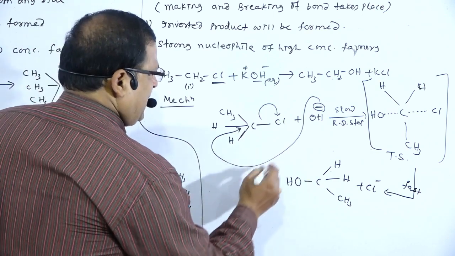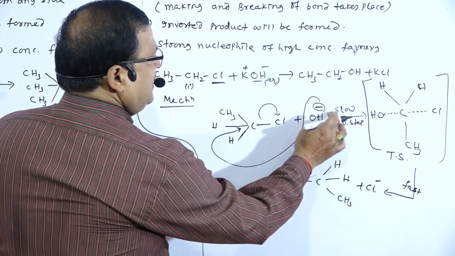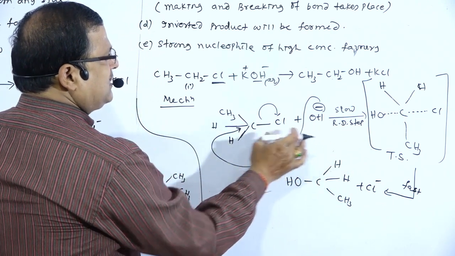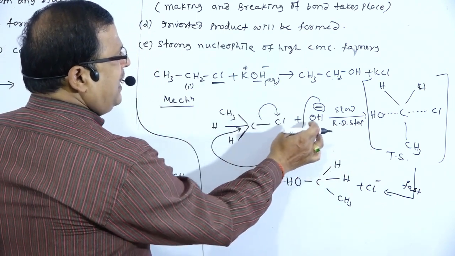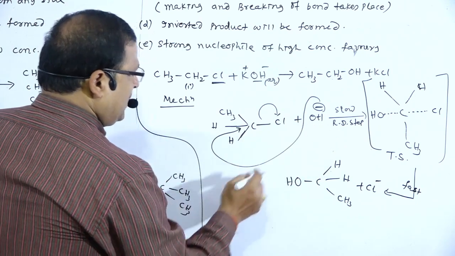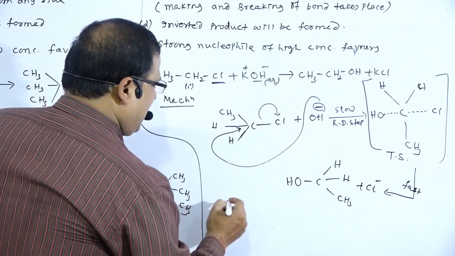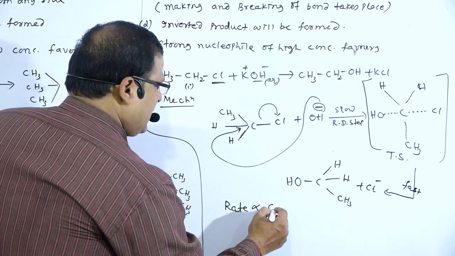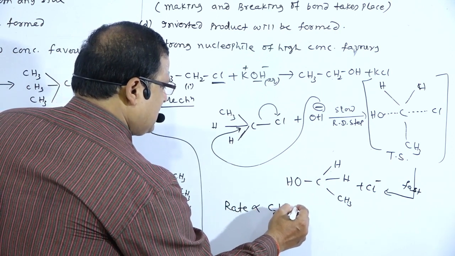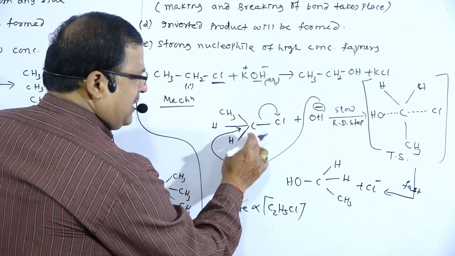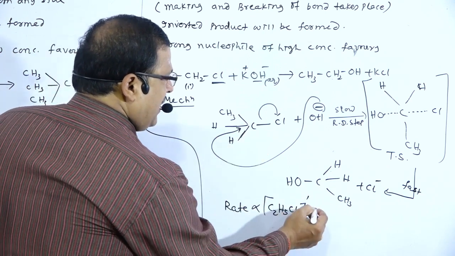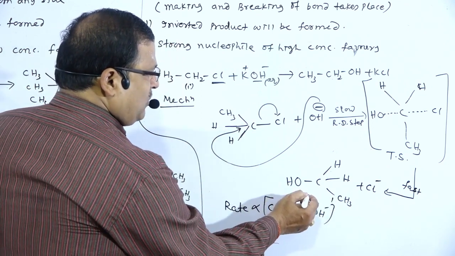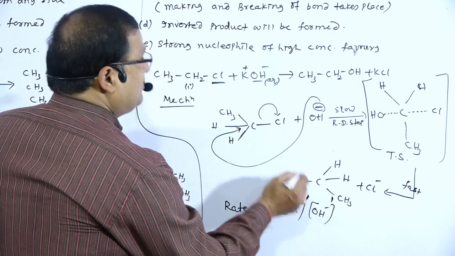So the rate determining step, the formation of the transition state, is slow. In this step there is the involvement of two species: the alkyl halide is one species and the nucleophile is another species. So at this step the rate is determined. The rate is directly proportional to the C2H5Cl concentration to the power 1 and the OH minus concentration to the power 1. Therefore, that is 1 plus 1, that is 2, therefore it is bimolecular.